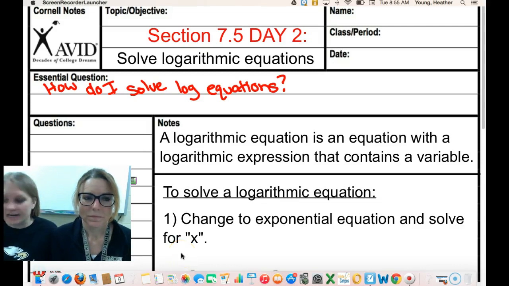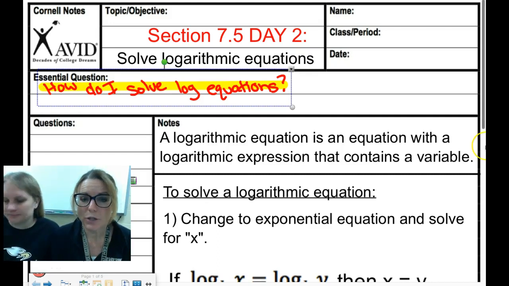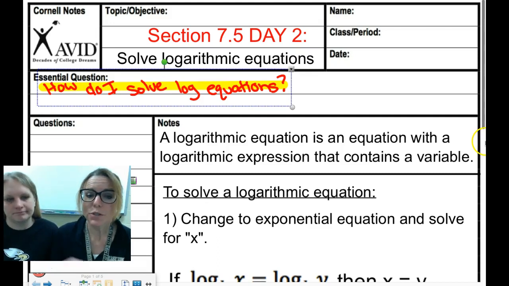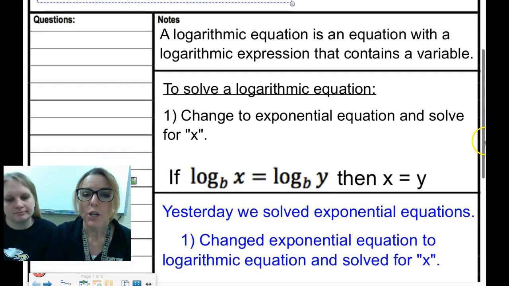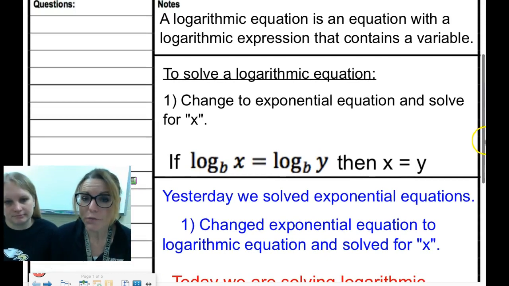All right, so today is our day 2, and now we're doing the reverse. So today we're doing how do I solve log equations. Before we did exponential equations, now we're doing log equations. A log equation is an equation with a log expression that contains a variable. To solve a log equation, you're going to change to an exponential equation and solve for x.